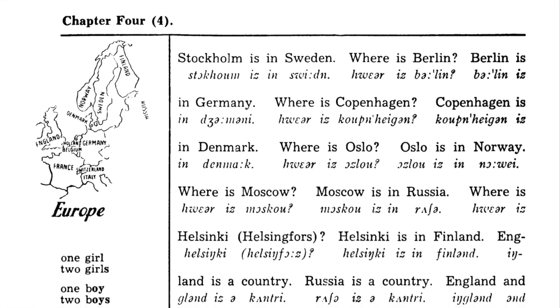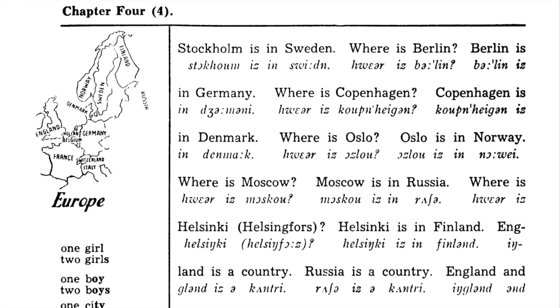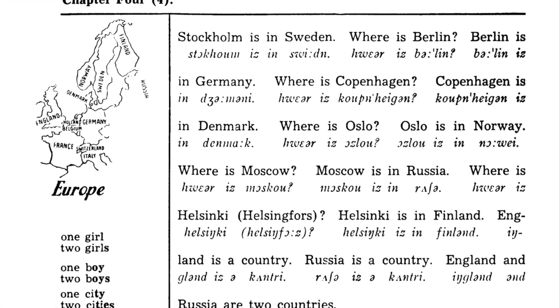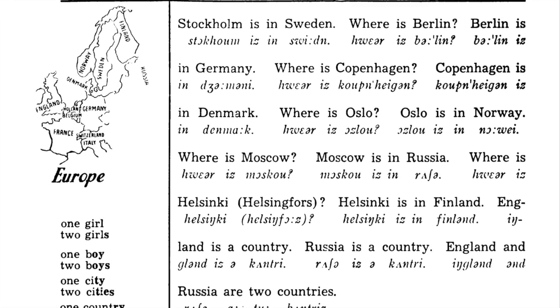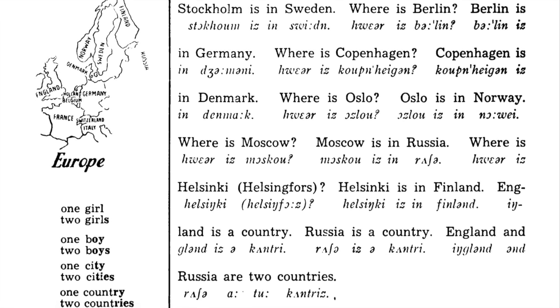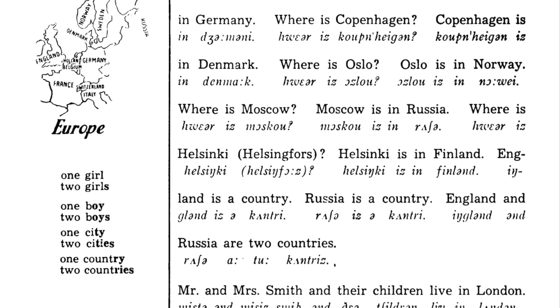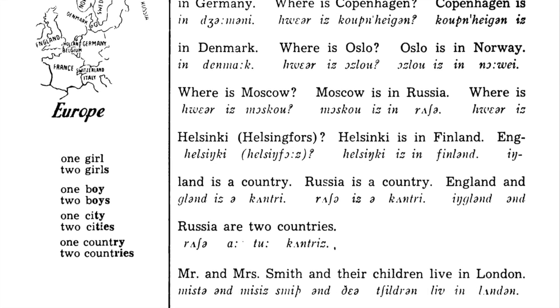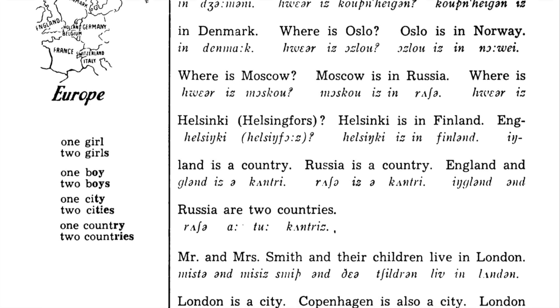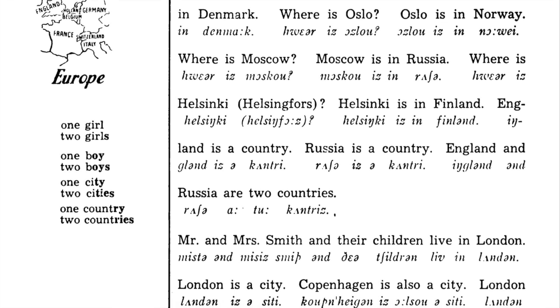Where is Copenhagen? Copenhagen is in Denmark. Where is Oslo? Oslo is in Norway. Where is Moscow? Moscow is in Russia. Where is Helsinki? Helsinki is in Finland.